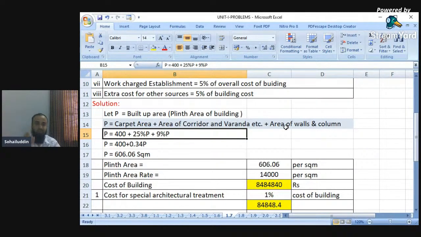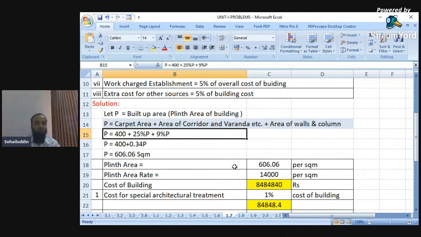If we are considering total as 100%, then in 100%, 25% of area will be taken by veranda and corridors, and 9% of that area will be taken by the area of walls and columns. Again, carpet area is given as 400. So 400 plus 25% of P plus 9% of P, where P is nothing but the plinth area.